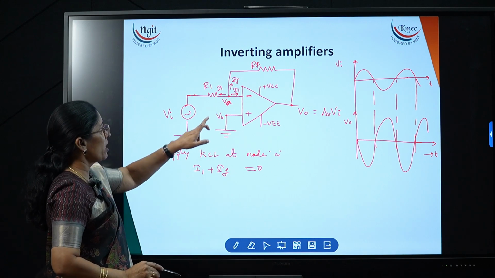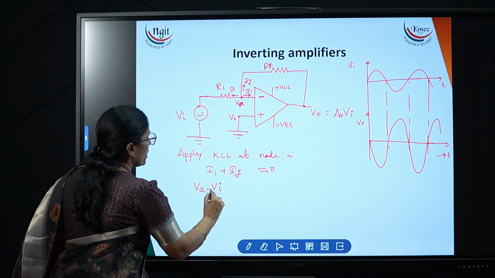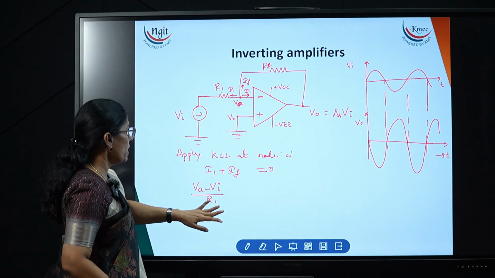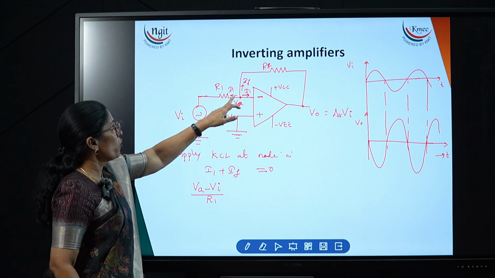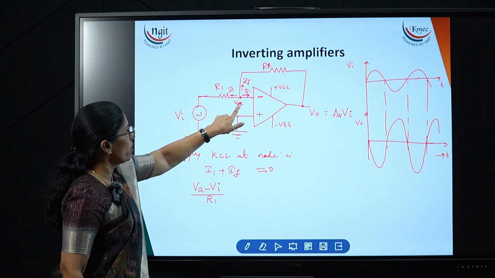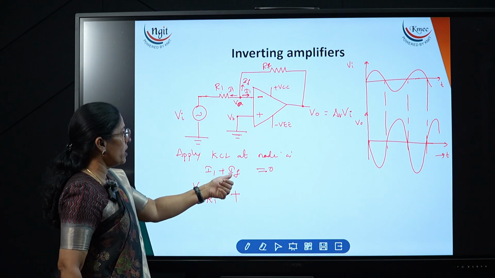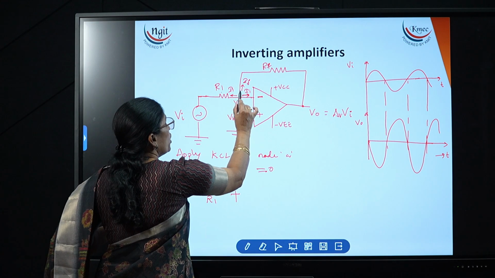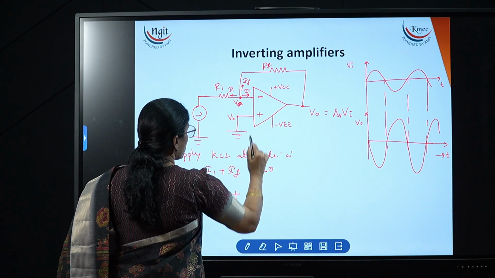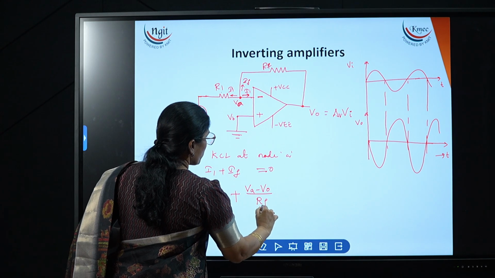Then how can we write I1? By nodal analysis, I1 is VA minus VI divided by R1. The potential difference divided by this resistor gives the current flowing in this branch. The current is leaving in this direction, which means this potential is greater, so we take VA minus VI divided by R1. Similarly, we write the expression for IF, the current flowing in this branch. Here the potential is VA, here the potential is V0 and the resistor is RF. So IF is VA minus V0 divided by RF, and I1 plus IF is equal to 0.